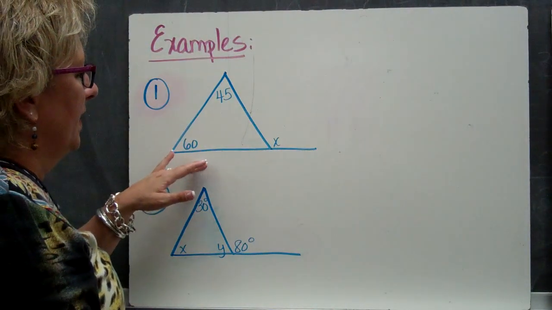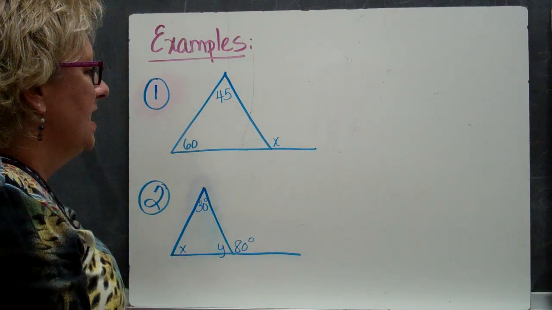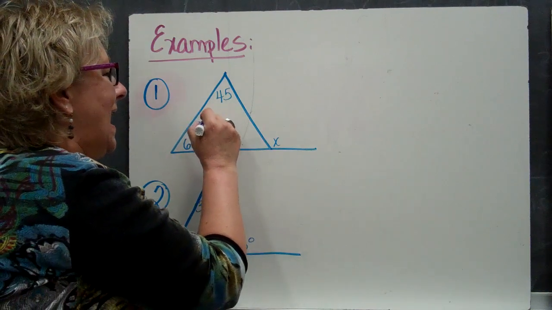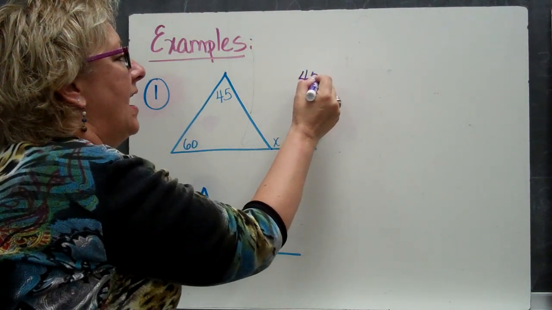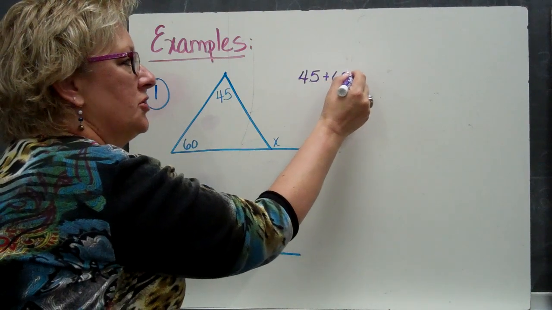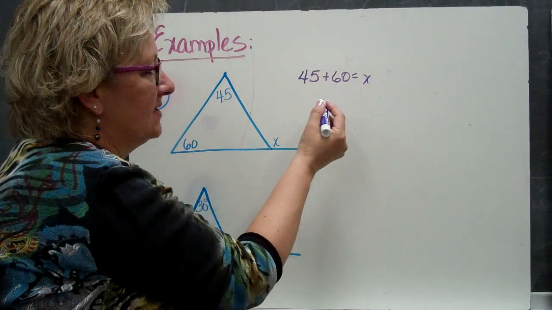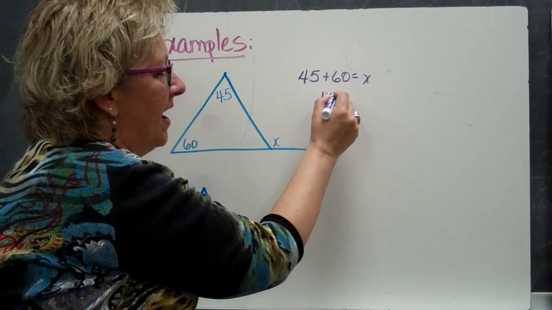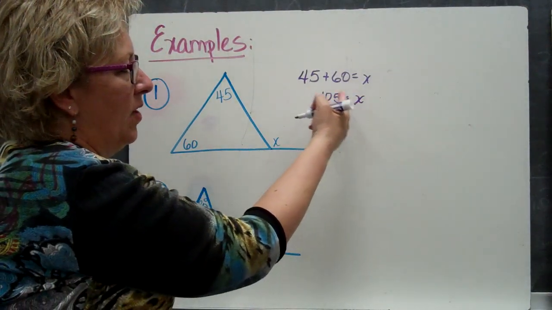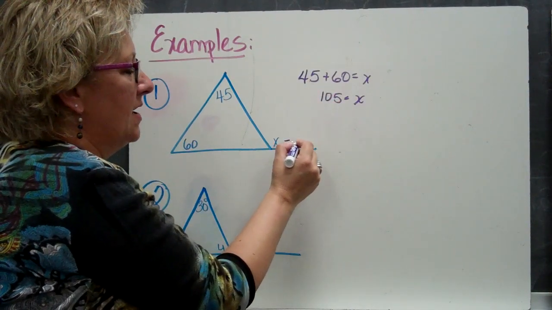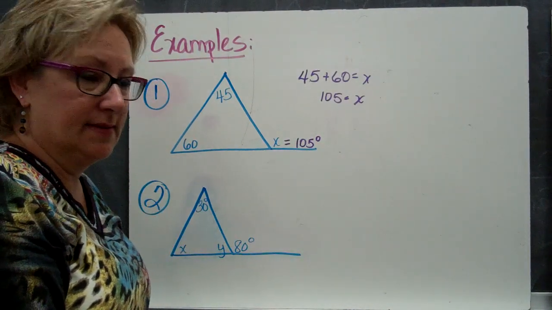Look at the examples. I want to find out what x equals, or the exterior angle equals. So I know all I have to do is add these two together, okay? And when I do, I can say 45 plus 60 should equal angle X, which is our exterior angle. The two interior angles added together are going to be 105 equals X. And when I add them together, I get 105. So I know that angle X, or our exterior angle, is going to be 105 degrees.